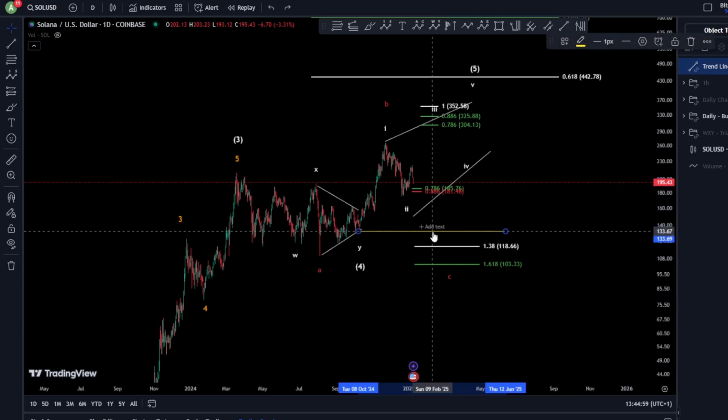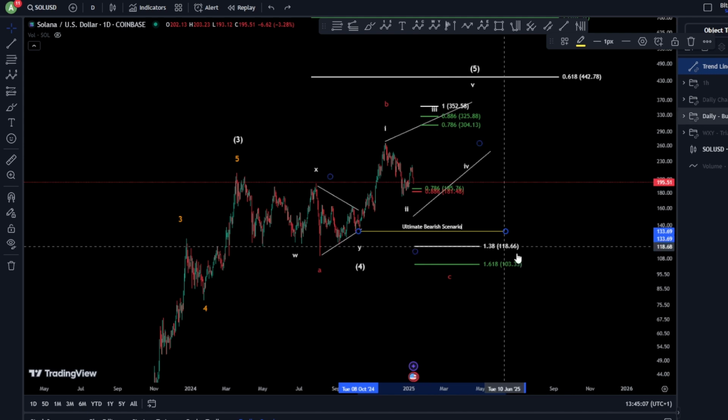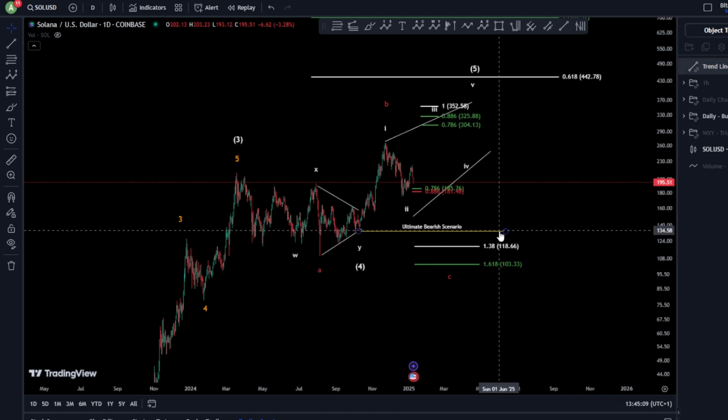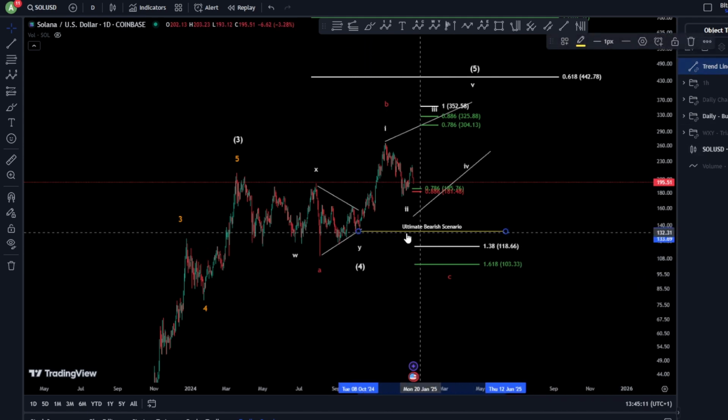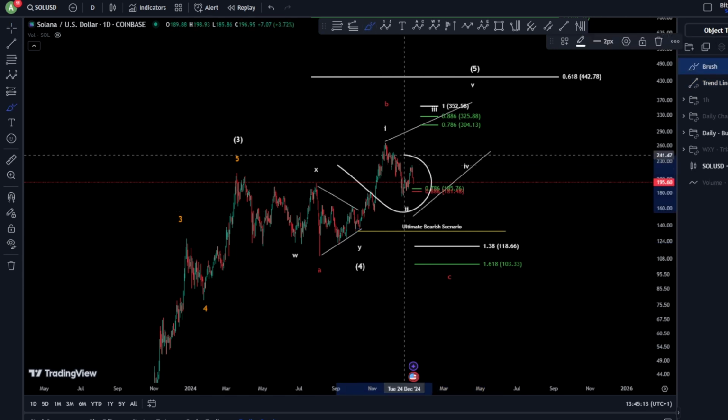So this is, let's say, the ultimate bearish scenario. At 133, very important. If we come to this level, everything is invalidated for the bullish.